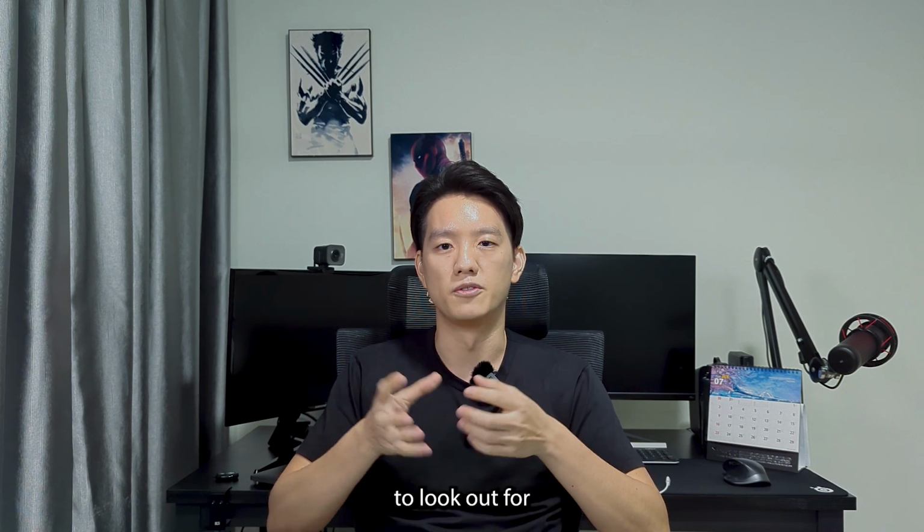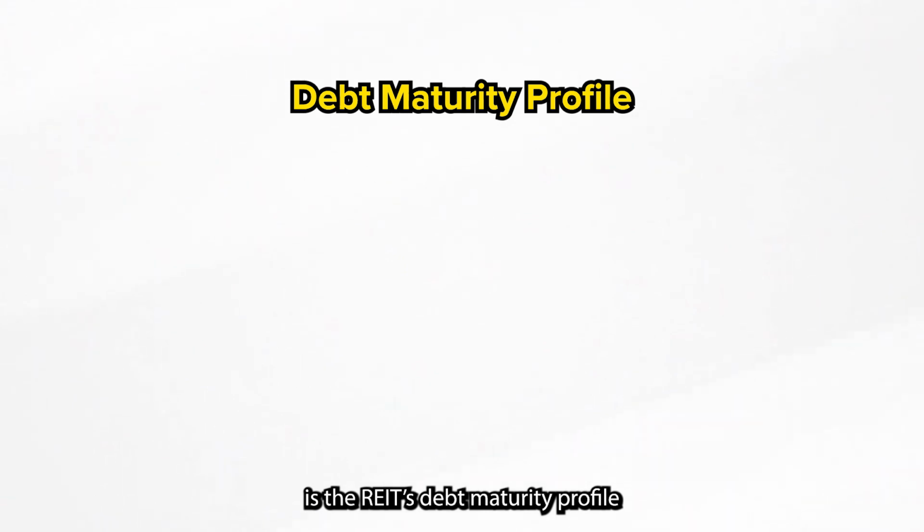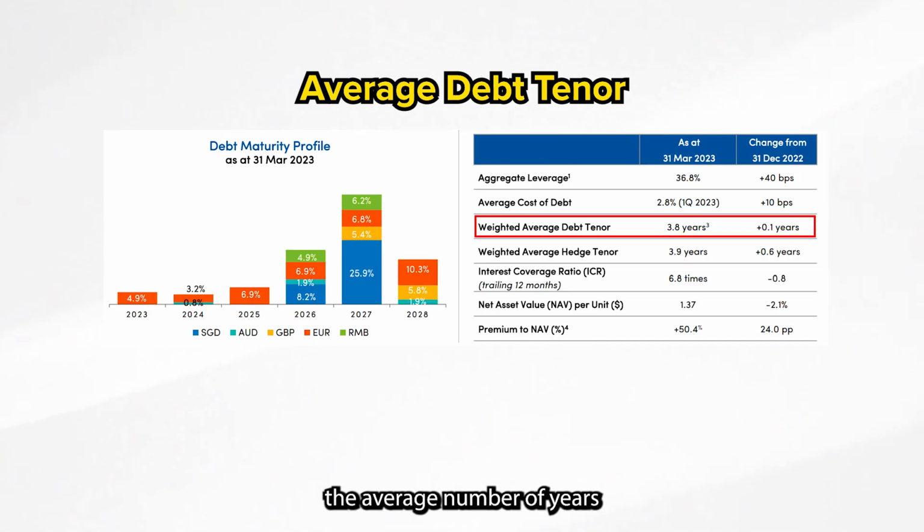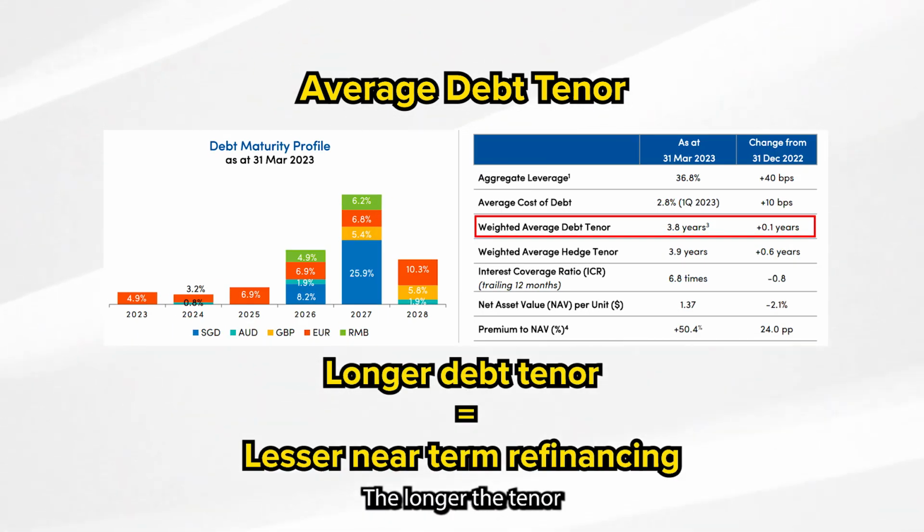So another thing to look out for is the REIT's debt maturity profile. This tells you how soon the REIT has to refinance its debt and whether they've got any near-term debt refinancing concerns. So this also ties into the term called debt tenure. If you see the average number of years the REIT has for its debt maturity, the longer tenure means that the REIT debt is more spread out over the next few years.